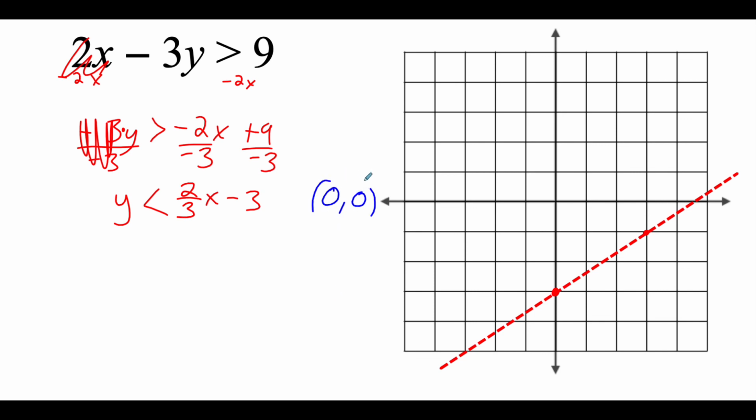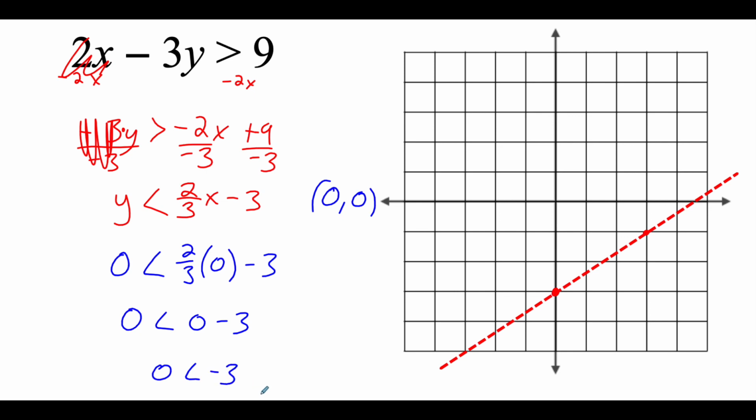So we've got an x value of 0 and a y value of 0 that we're plugging in. So 0 is less than 2/3 times 0 minus 3. Well, 2/3 times 0 is 0, so we get 0 is less than 0 minus 3. 0 minus 3 is -3, so we get 0 is less than -3. And we're trying to decide if this is true or not. Is 0 less than -3? And this time the answer is no. 0 is not less than -3.